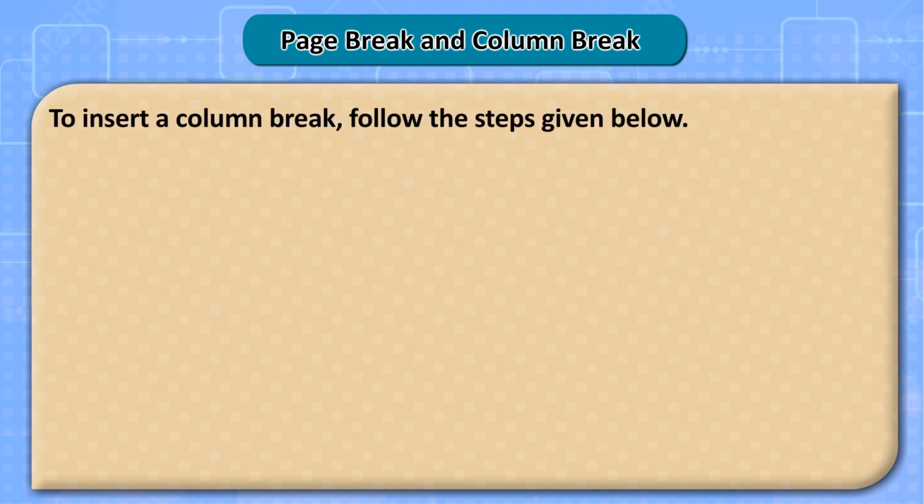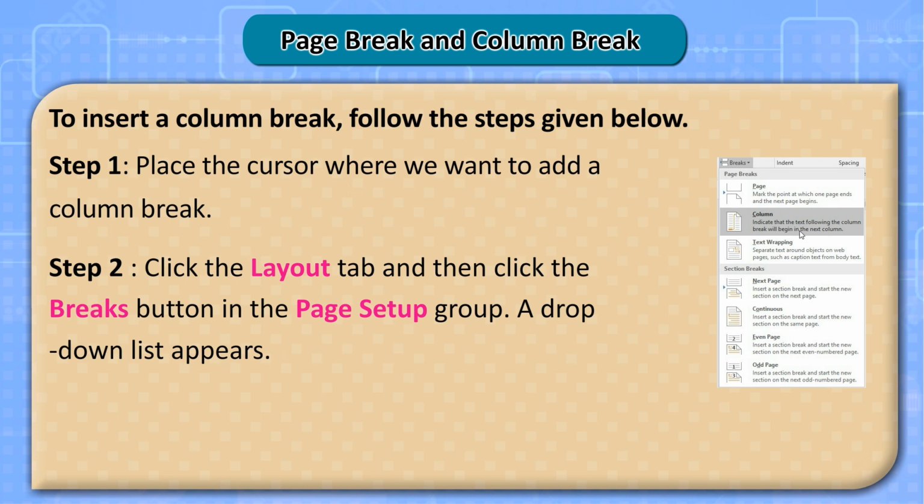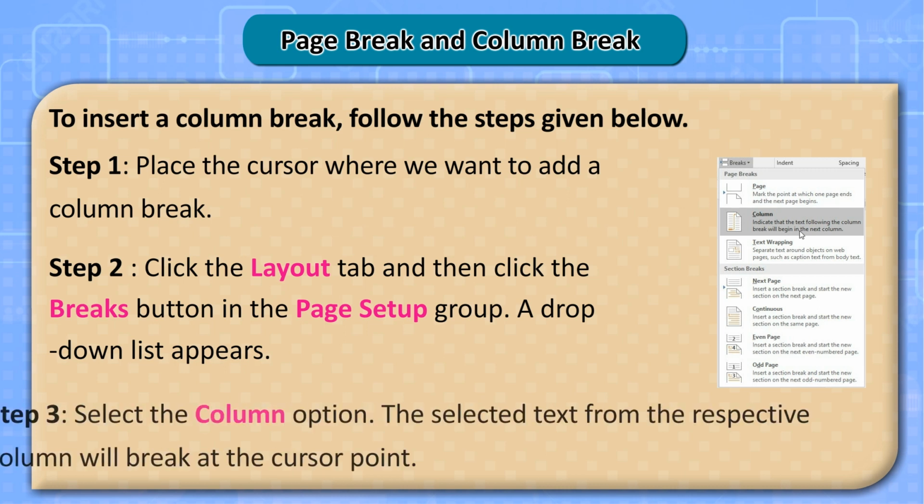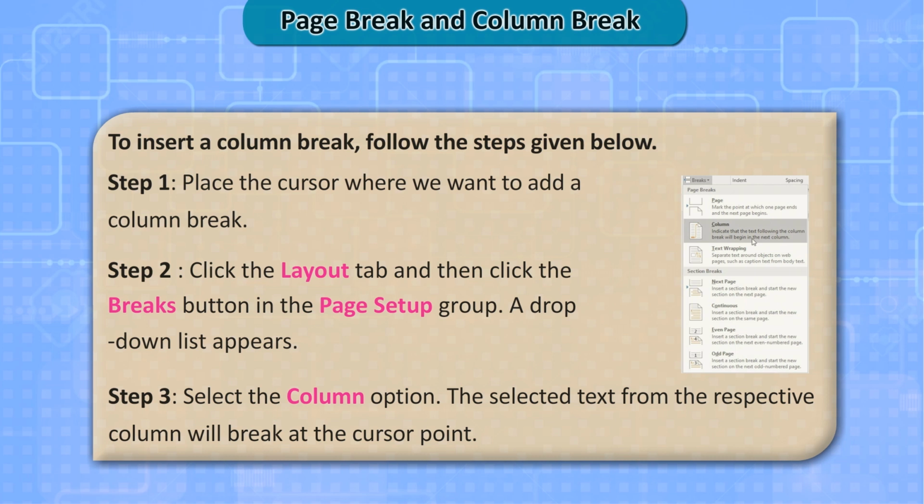To insert a column break, follow the steps given below. Step 1. Place the cursor where we want to add a column break. Step 2. Click the Layout tab and then click the Breaks button in the Page Setup group. A drop-down list appears. Step 3. Select the column option. The selected text from the respective column will break at the cursor point.